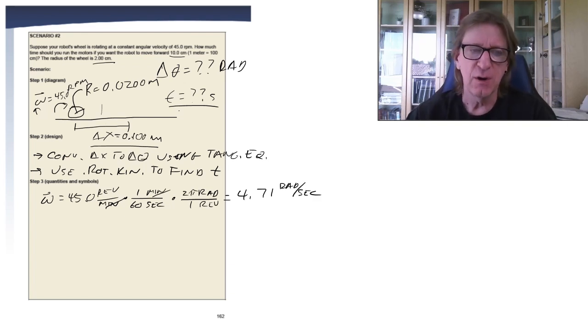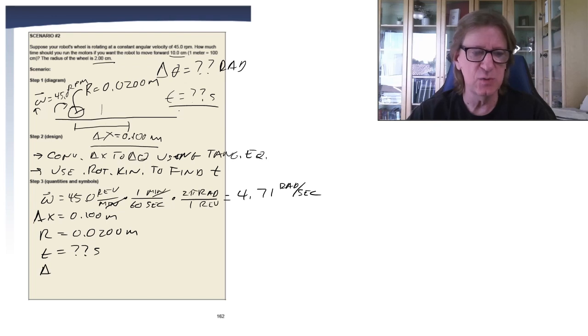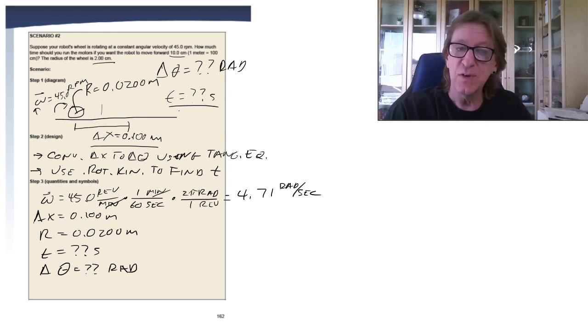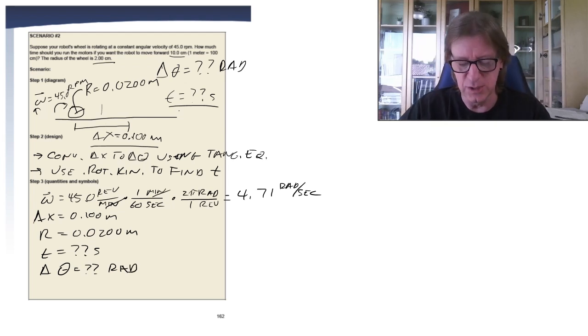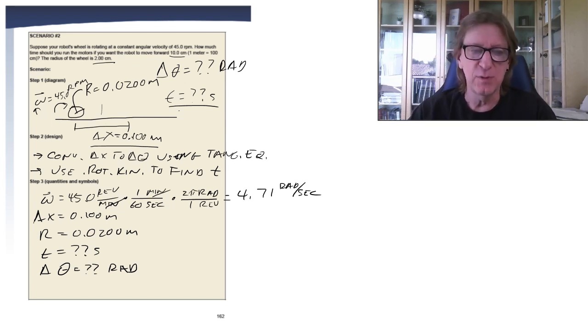All right, the other symbols that we know: our delta x is 0.100 meters. We know that our radius is 0.0200 meters, and I don't know the time. And I also have figured out, based on my step 2, that I'm going to need to find that angular displacement, that delta theta. So I've got 2 unknowns. I'm going to need 2 equations. All right. So let's go ahead and flip over to the next page.